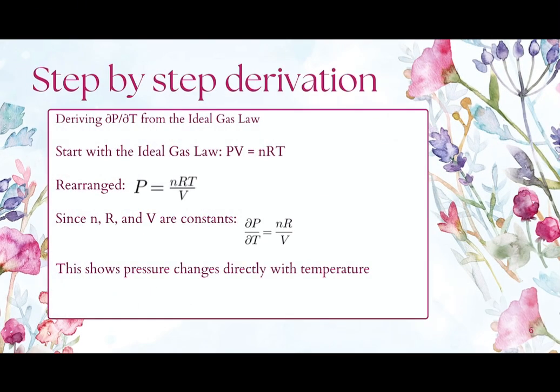We start with the gas law. P equals nRT over V. Now take the partial derivative of pressure with respect to temperature, which is partial P over partial T equals nR over V. This formula shows that pressure increases linearly with temperature depending on volume.